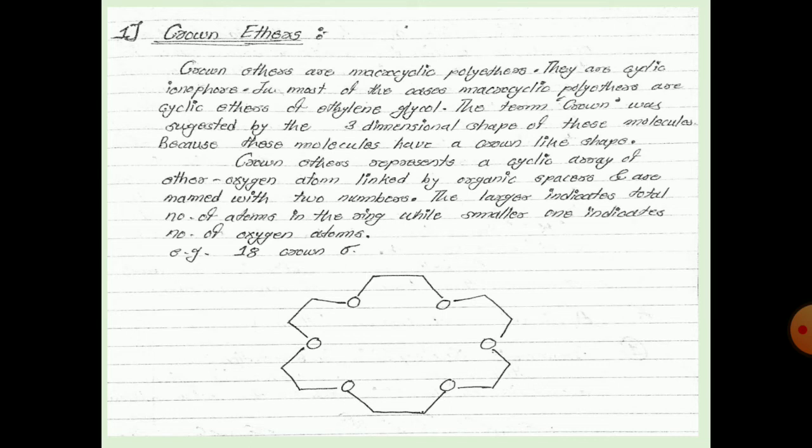Some examples of crown ethers are 12-crown-4, then 15-crown-5, 18-crown-6, 24-crown-8. The first number designates the ring size, that is the total number of atoms in the ring, and the second number designates the number of oxygen atoms in the ring. So the term crown is suggested by the three-dimensional shape of this molecule because of its crown-like structure. The term crown ether now includes macrocycles containing nitrogen or sulfur atoms, as well as macrocycles containing more than one kind of heteroatom like oxygen, nitrogen and sulfur.